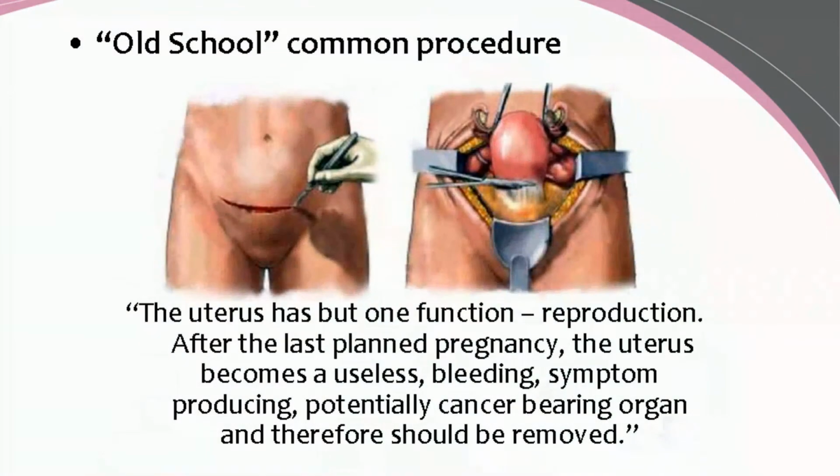This is a funny quote, maybe not so funny, that I found from about 1969, from an OBGYN source. One of the preeminent OBGYNs at the time, Dr. Wright, said, "The uterus has but one function, reproduction. After the last planned pregnancy, the uterus becomes a useless, bleeding, symptom-producing, potentially cancer-bearing organ, and therefore should be removed." I'm assuming Dr. Wright was a male.